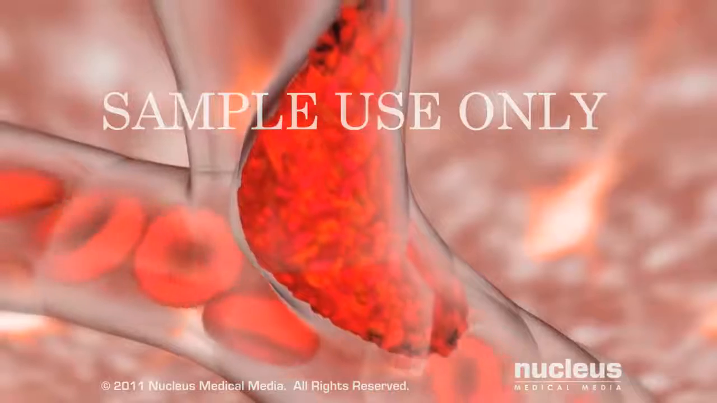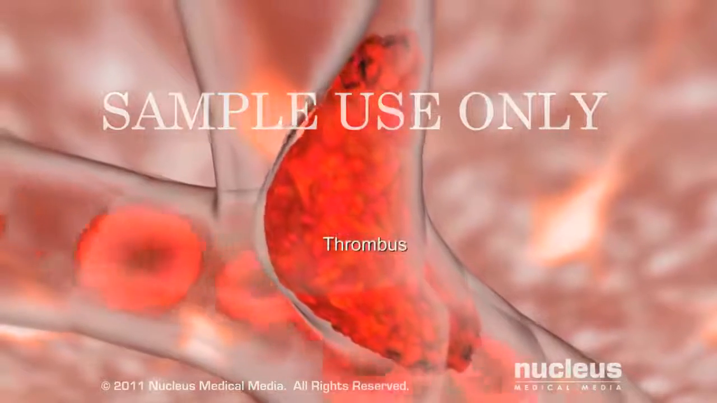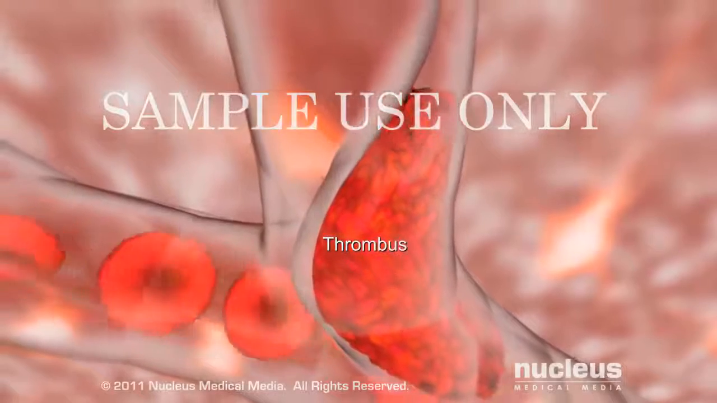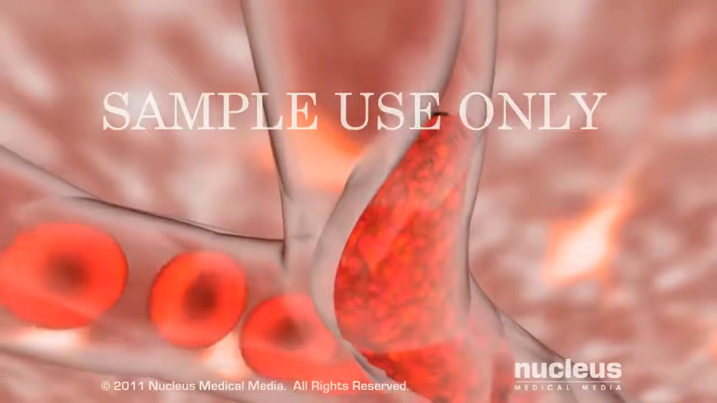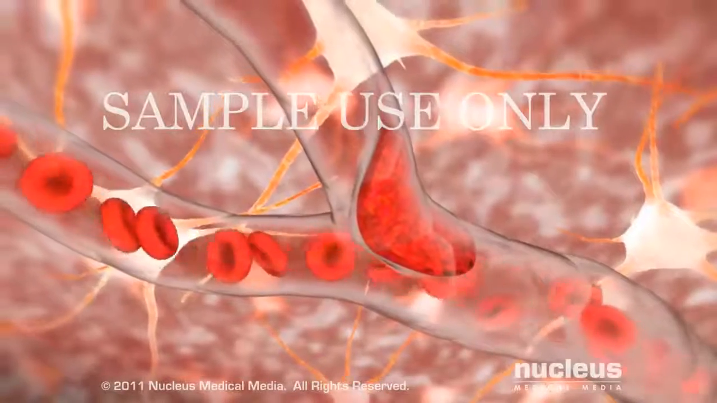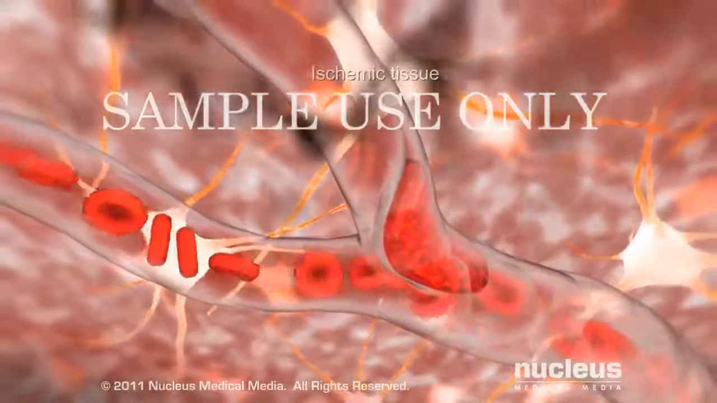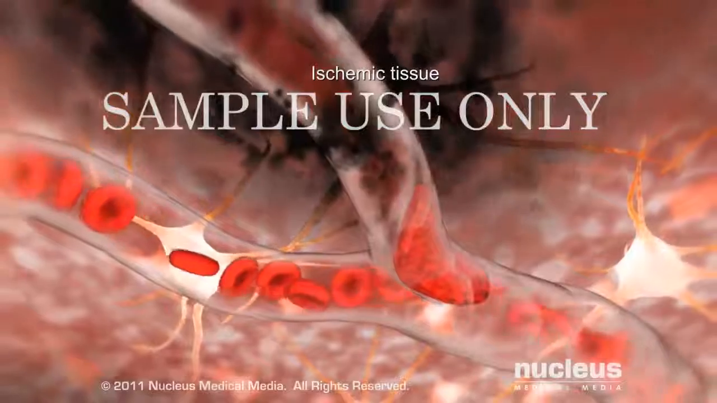The blockage may be caused by a blood clot, also called a thrombus, which forms in an unhealthy artery of the brain. The lack of blood flow causes the tissue the artery supplies to become starved, or ischemic.